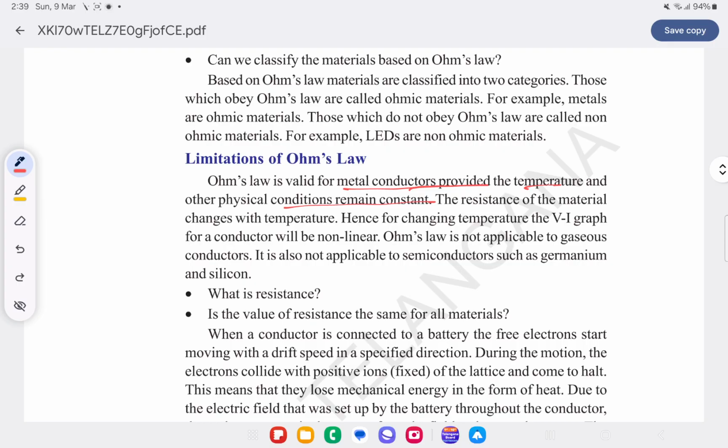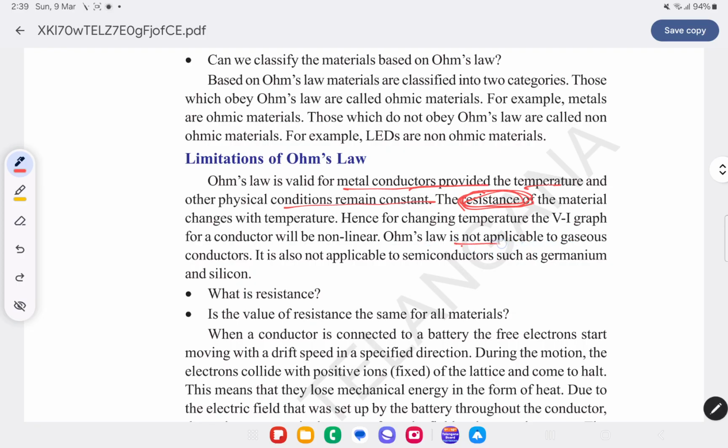And here, see what happens when temperature varies. If temperature varies, resistance changes. If resistance changes, then the current value changes. That's why temperature should not change.